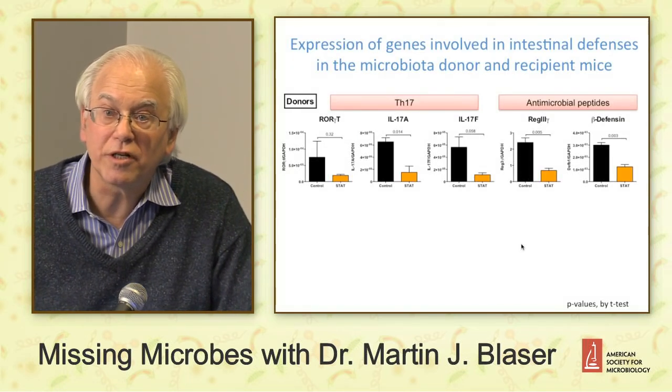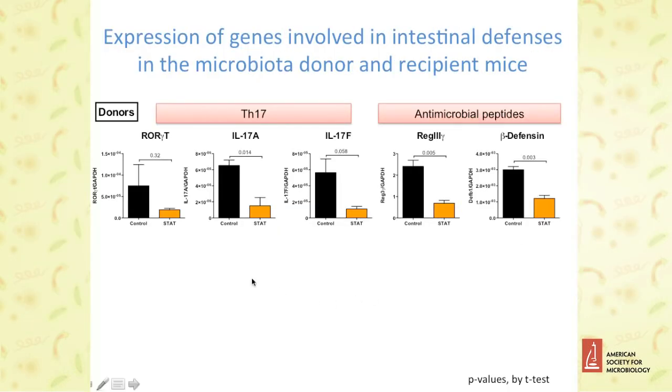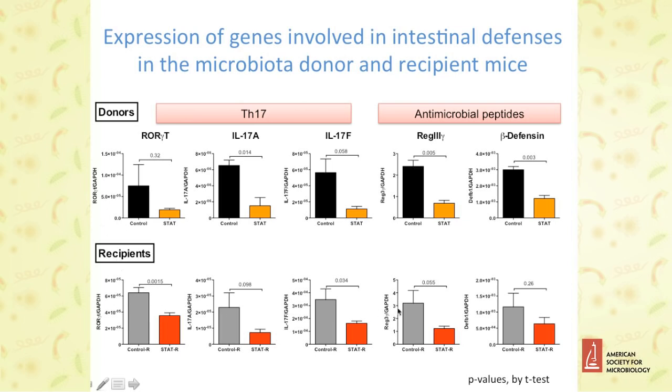Now we're also interested in immunity. This slide looks at expression of genes involved in intestinal defenses. Here we're looking at the donor mice. We're looking at 3 genes involved in the T helper 17 phenotype, genes involved in transcription and cytokines and antimicrobial peptides downstream of this gene. Here are the donor mice, the controls in black, the mice that received antibiotics in orange. We see this decrease. We've seen this across multiple experiments. So now the question is, what happened when we transferred microbiota from these mice to the recipients? In fact, in the recipients, we see the same pattern. So we have evidence that the microbiota are sufficient to confer the immunologic signal as well.